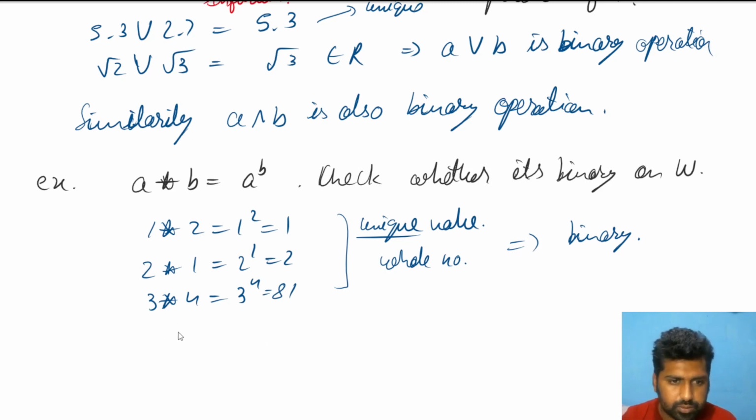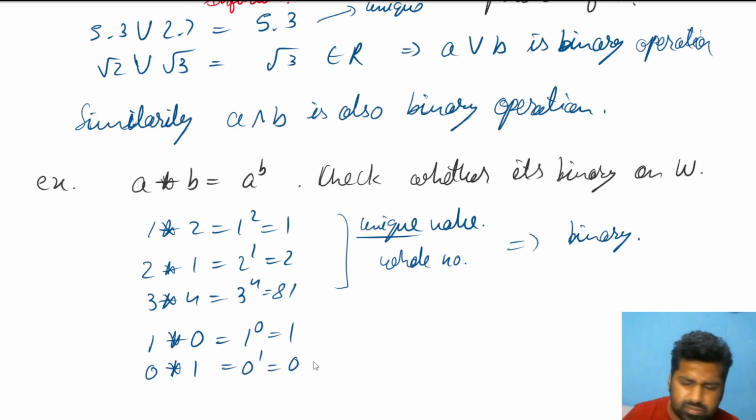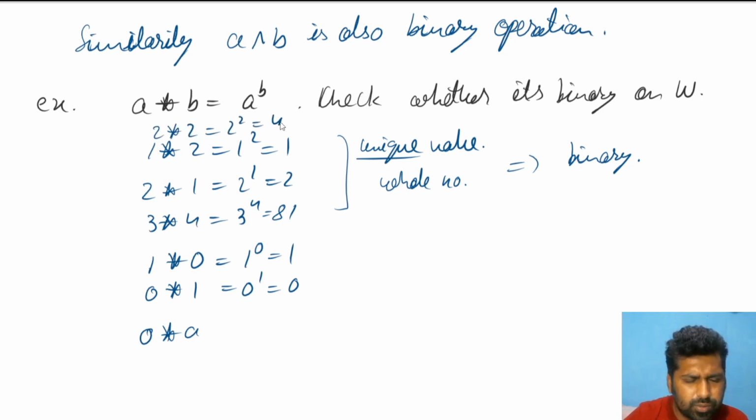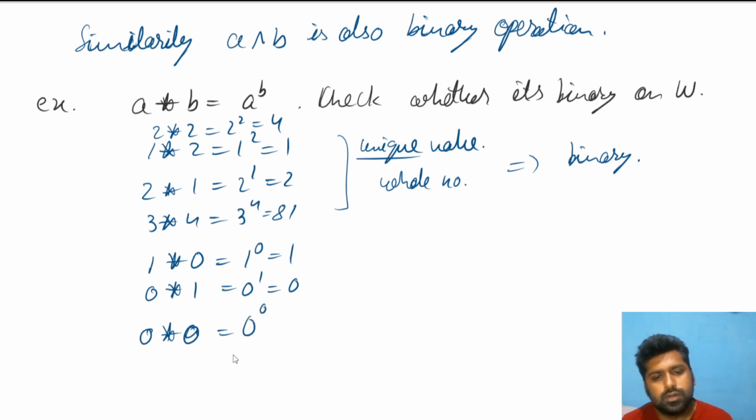For any other value, 1 star 0 is 1 raised to power 0, that's 1. Okay, no problem. Then 0 star 1, that is 0 raised to power 1, is also 0. So no problem with this. What about 0 star 0? It's not necessary that you always take two different values. You can take the same values also, like 2 star 2, that's 2 raised to power 2, that's 4. So 0 star 0 is 0 raised to power 0. Now what is 0 raised to power 0? And don't say 0, of course.